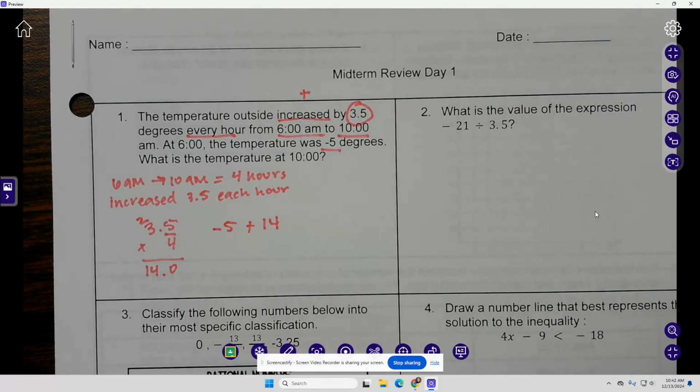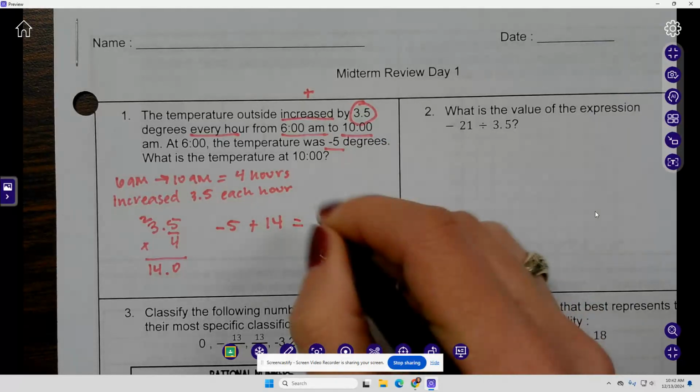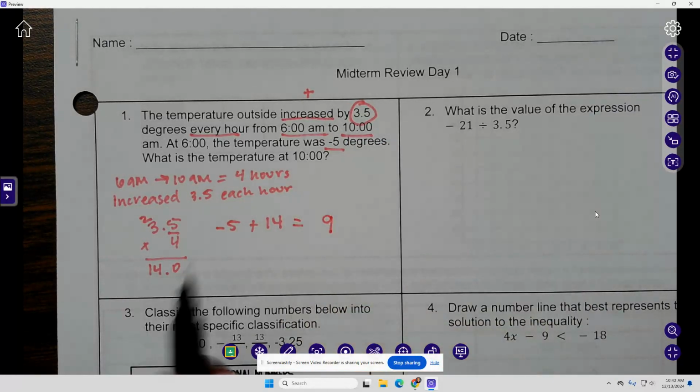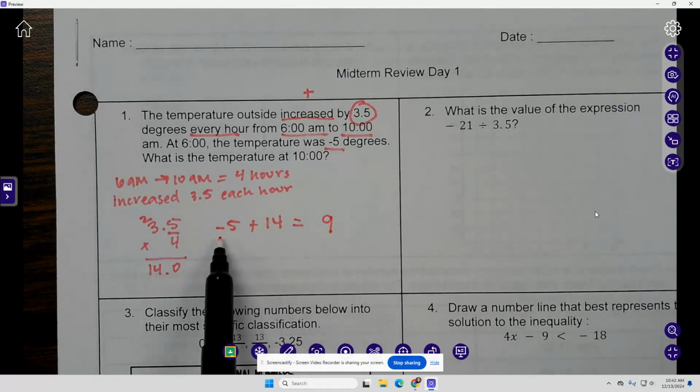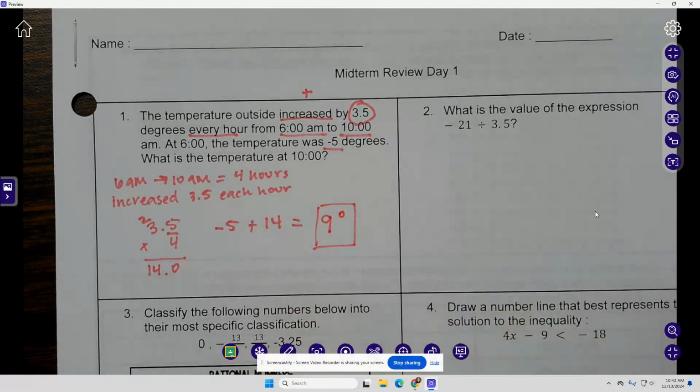So now we have to think back all the way to August and September. We have to remember our integer rules. So when I'm adding integers, I have to look at the two signs. So I have a negative and a positive. My signs are different, so that means I subtract and keep the sign of the larger number. So 14 minus 5 is 9, and I have more positive counters than I do negative counters. So my answer is 9 degrees.